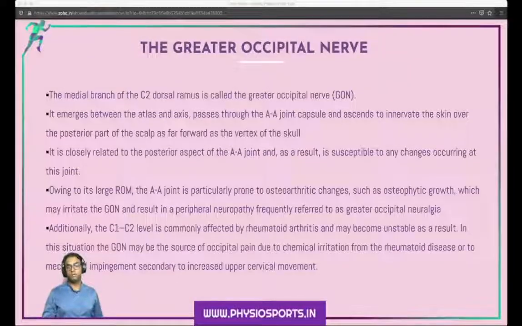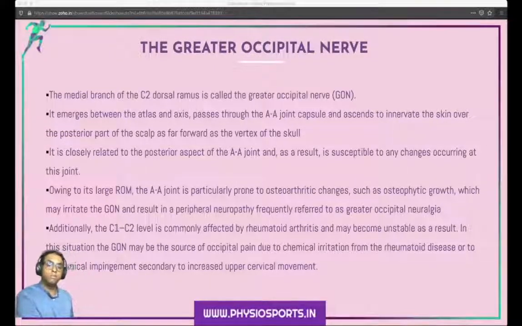The greater occipital nerve, C2. The medial branch of the C2 dorsal ramus is called the greater occipital nerve, also known as GON. It emerges between the atlas and the axis. It passes through the atlantoaxial joint capsule and ascends to innervate the skin over the posterior part of the scalp as far forward as the vertex of the skull. It is closely related to the posterior aspect of the atlantoaxial joint, and as a result, it is susceptible to any changes occurring at this joint.